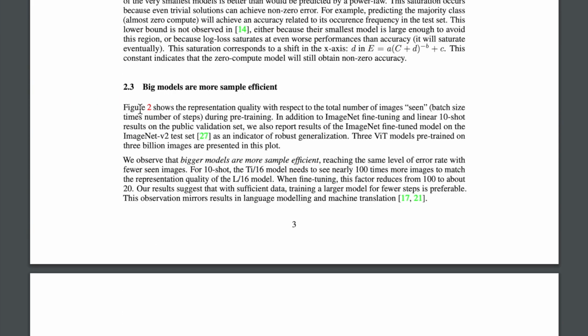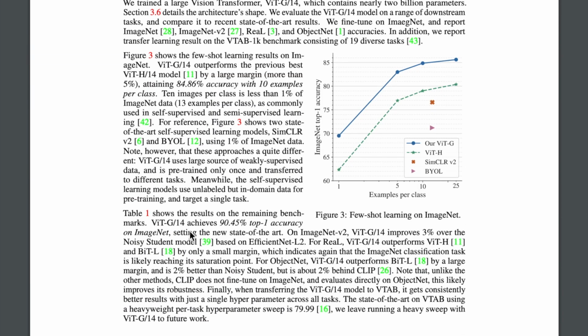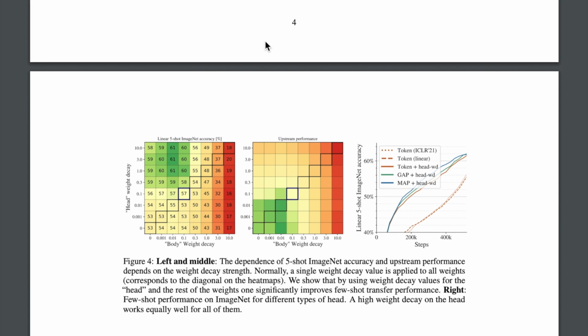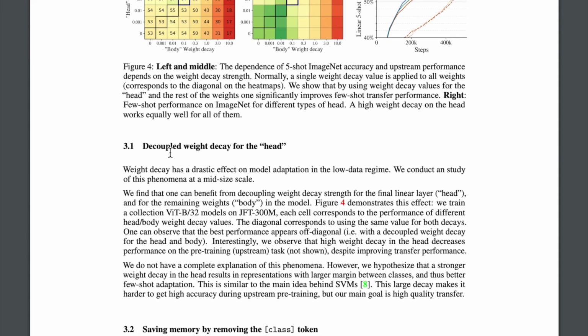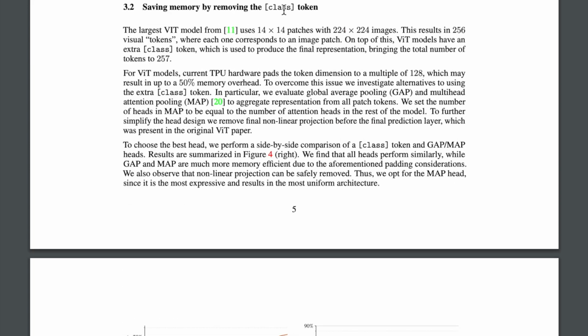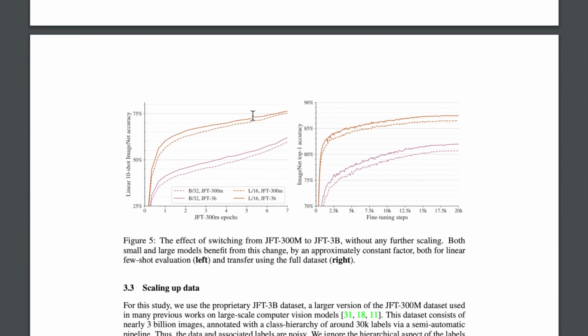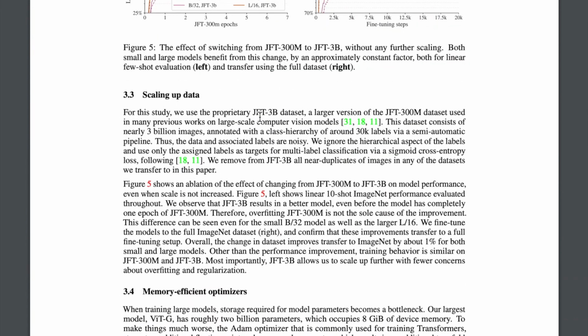And the big models are more sample efficient. This is probably what I think is the most interesting takeaway. You can see the results by going through the paper. And then they come up with some new training strategies. A lot of these papers have some kind of, here are the technical details of how we made this work: weight decay changes, changes to the class token, the CLS token on the vision transformer design, how exactly to scale up the data set. This JFT-3B data set is annotated with a class hierarchy of around 30K labels, with a semi-automatic pipeline, so maybe that's some kind of weakly supervised label propagation pipeline, but still interesting to see this kind of data set.